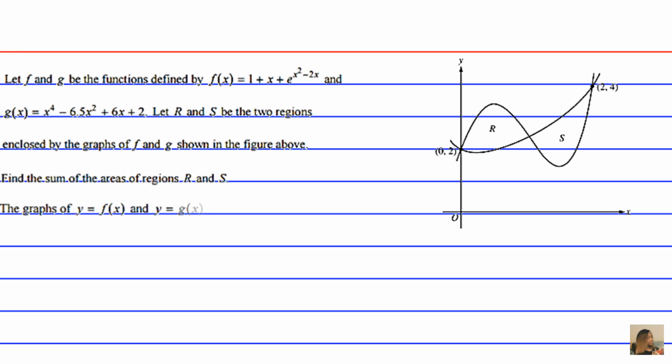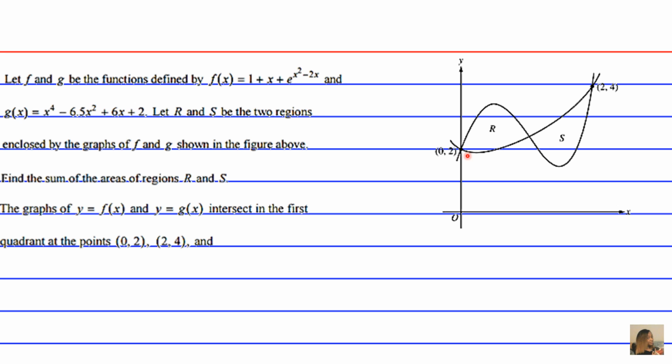All right, so the first thing that you have to notice is that the graphs of y equals f of x, this graph, and y equals g of x, this curve right here, intersect first at the points 0, 2, this mystery point right here, and 2, 4. All the intersection takes place in quadrant 1. Although this is on the y-axis, you can still consider it quadrant 1.